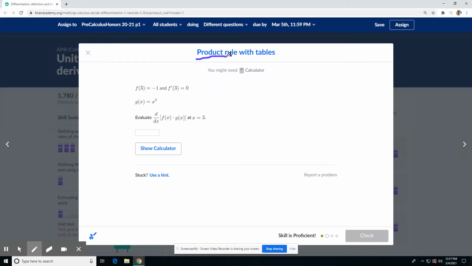We are doing a product rule with tables or with values being plugged in. So let's go ahead and see what they gave us. Well, we got f at 3 is equal to -1. F prime at 3 is equal to 0. They give us the function g of x is equal to x cubed. And then we're asked to evaluate the derivative of f times g at x equals 3.